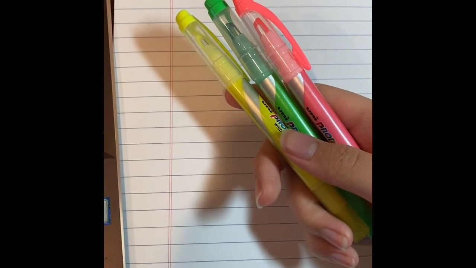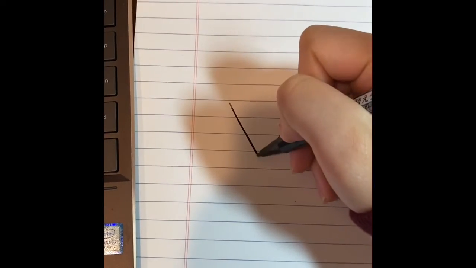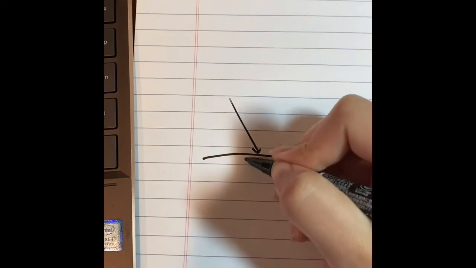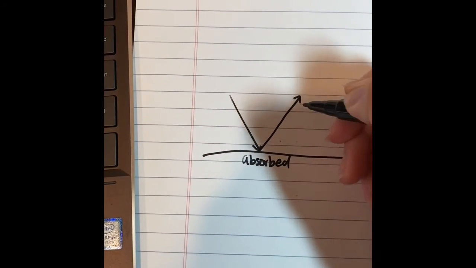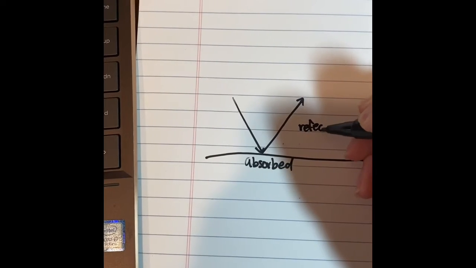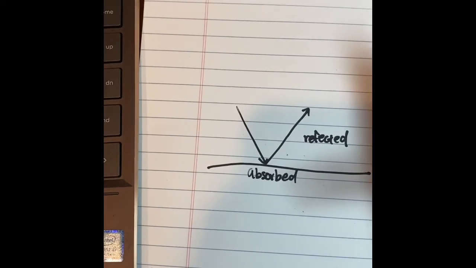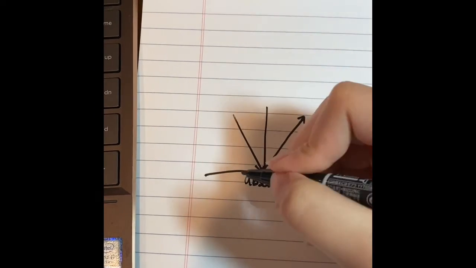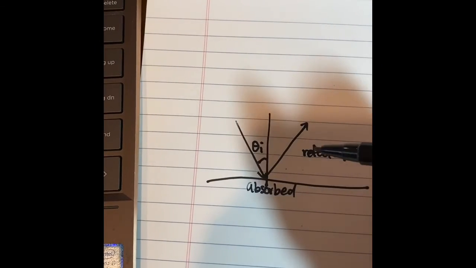Now, how does this correlate with colors of objects we see in everyday life? When the light ray hits the plane of incidence, some light is absorbed. And some light is reflected. Like what we learned in class, the rule of reflection tells us that the angle of incidence, measured from the perpendicular to the plane, is the same as the angle of reflection.